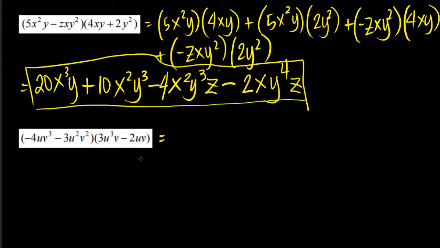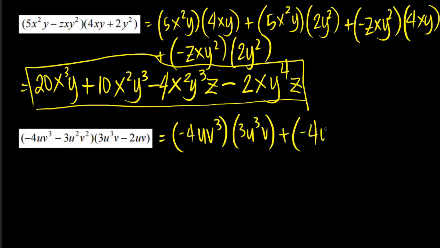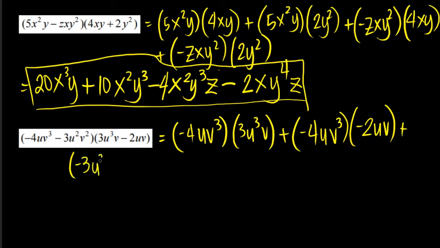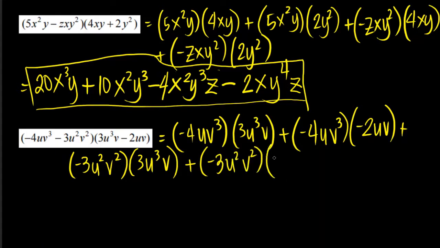And next, for this one, first term, negative 4uv cubed, 3u cubed v first, plus the outer, negative 4uv cubed and negative 2uv, plus the inner terms, negative 3u squared, v squared, times 3u cubed v. So, the inner terms, and last, so negative 3u squared, v squared, times negative 2uv. First, outer, and last terms.